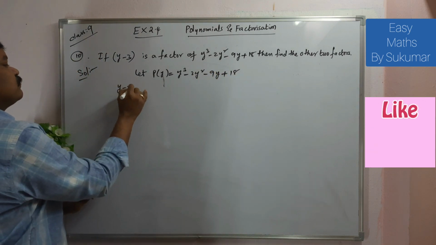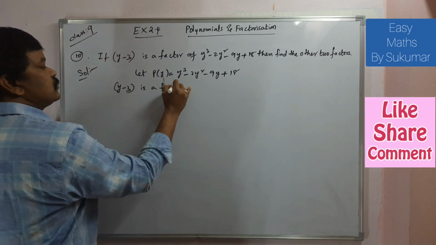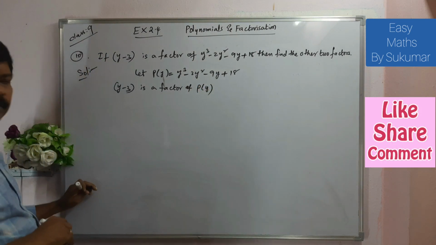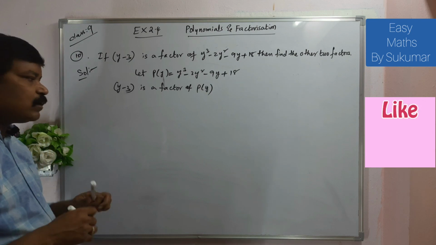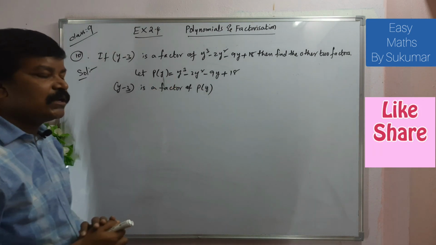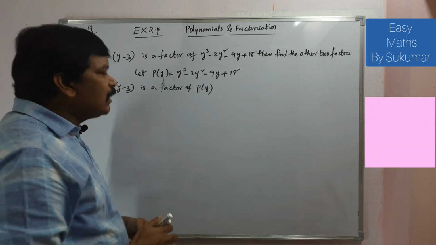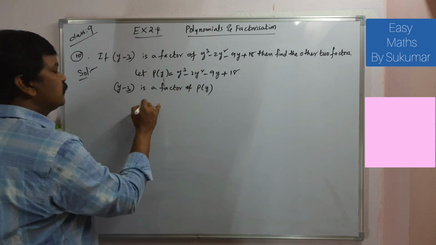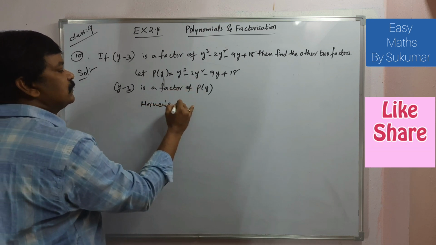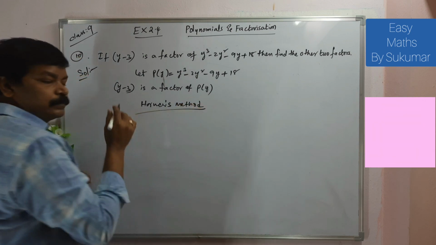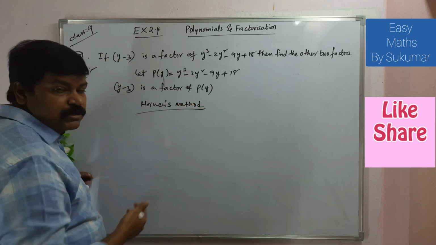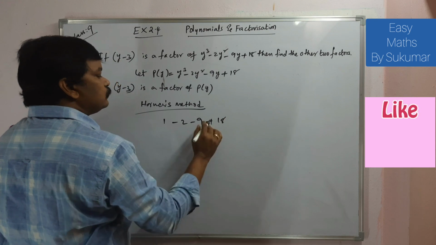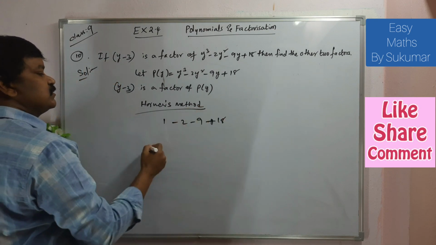Here y minus 3 is a factor of p of y, right? So if y minus 3 is a factor, it means that p of 3 is equal to 0, we have to substitute there. Okay, there is a method, but in an easy way, we will do it like this. Take the coefficients. Horner's method, I told you, no? We solved previous problems using that method. Take the coefficients here: 1, minus 2, minus 9, plus 18.